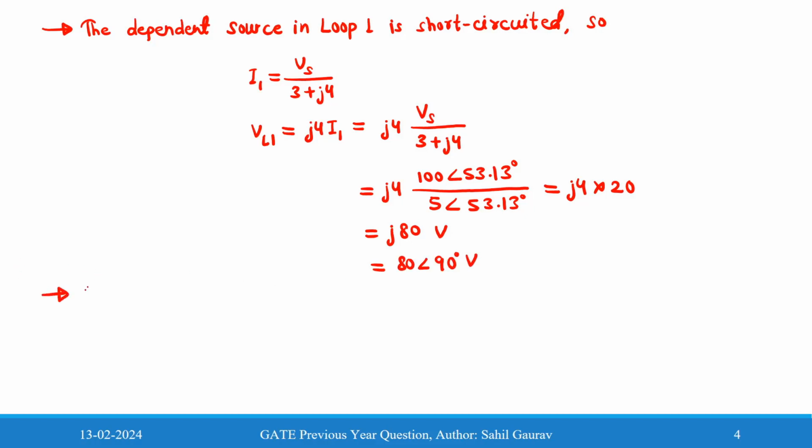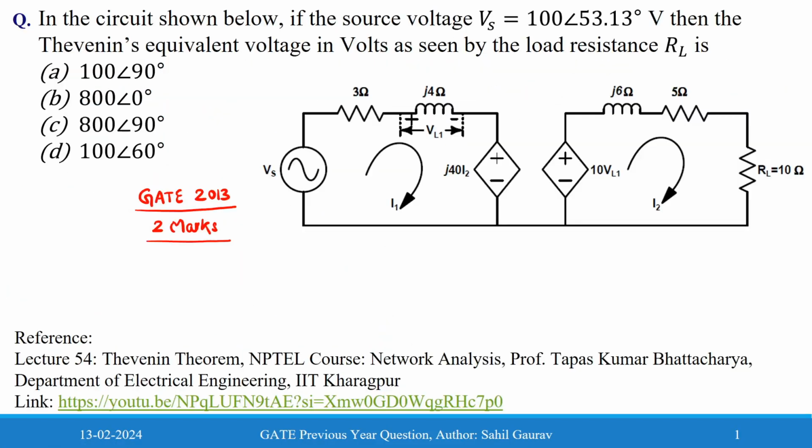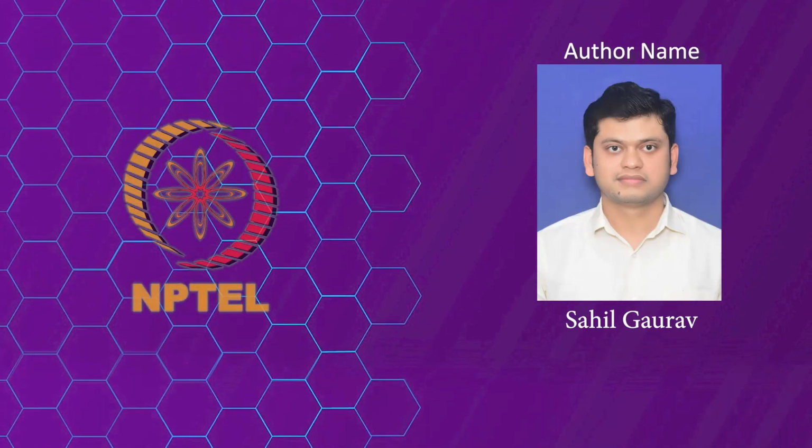Now the Thevenin voltage, we have seen that the Thevenin voltage seen across the resistance RL is nothing but 10 times VL1. So it is equal to 800 at the angle of 90 degree volt. Now we will match the options. From the options we can say that option C is the correct answer. Therefore C is the correct answer. That's all. Thank you.